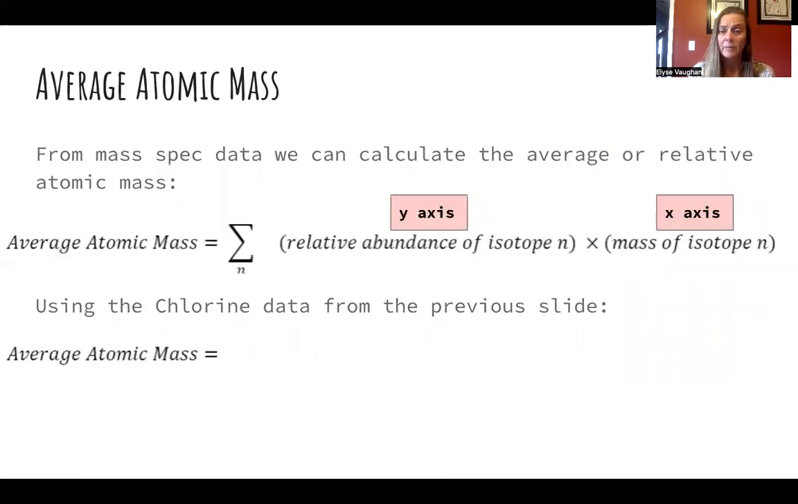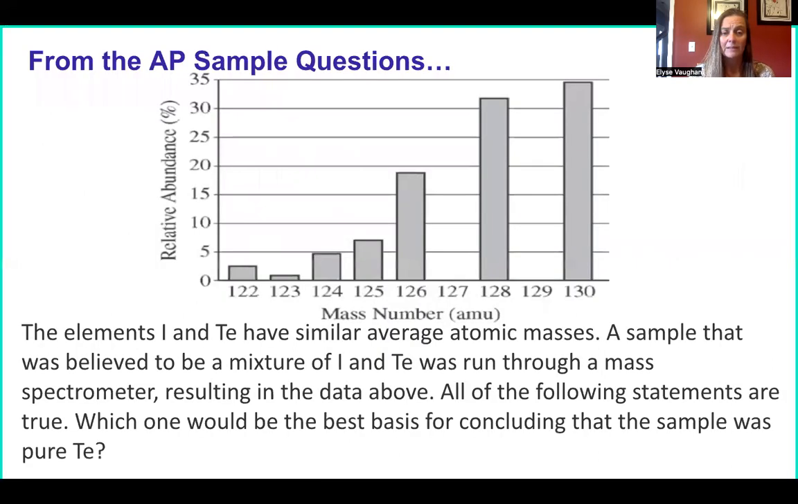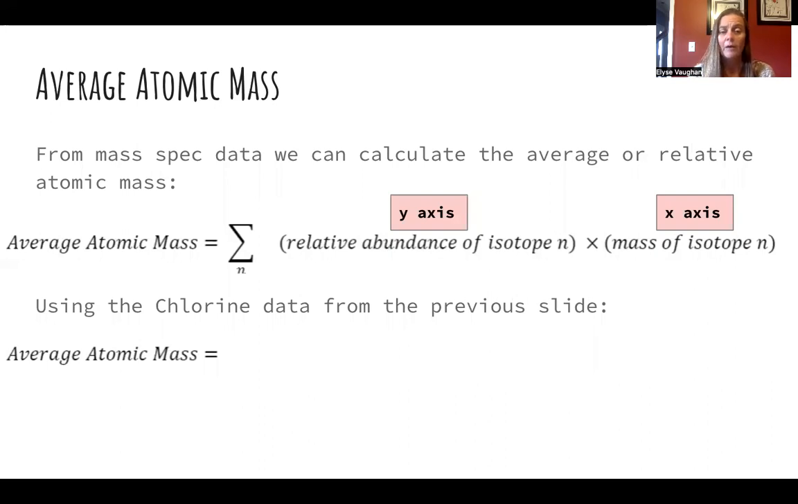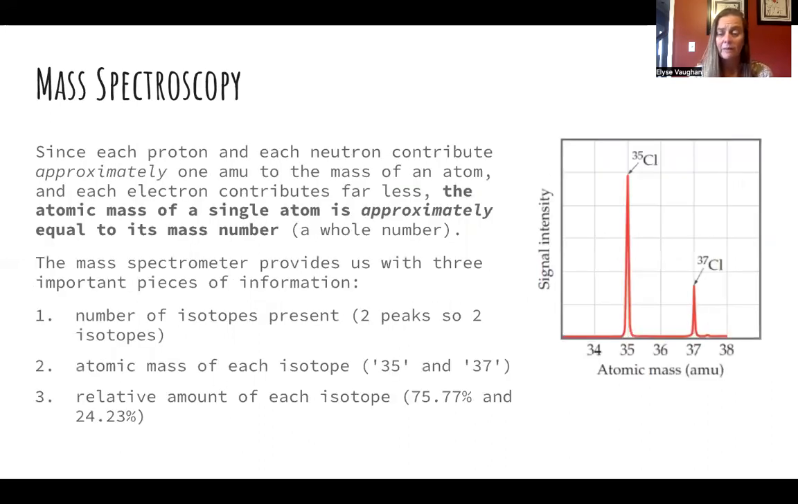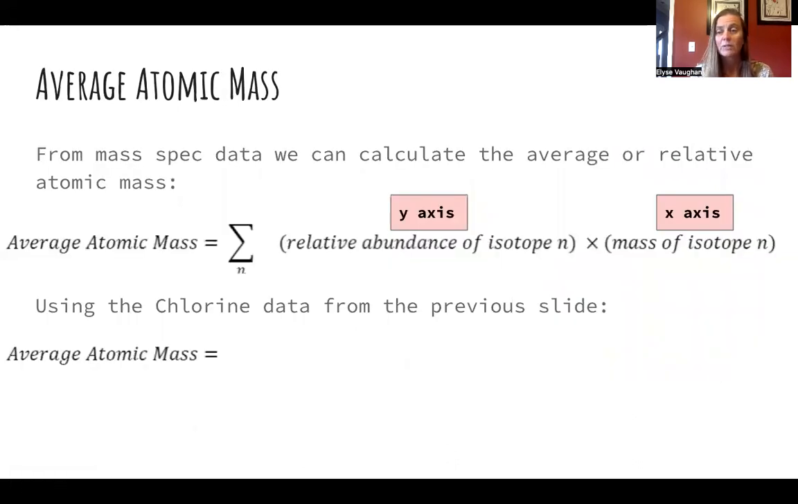So we can use this information to calculate that average atomic mass. We're going to take the relative abundance of each isotope, multiply that by the mass of the isotope, add them up, and we're going to get the average atomic mass. So given the data from the previous slide, which was 75.77% chlorine 35 and 24.23% chlorine 37, remember, convert this to a decimal, multiply 35 by 0.7577, 37 by 0.2423, add them up, and that should give you the average atomic mass of chlorine, which is 35.453 grams per mole.